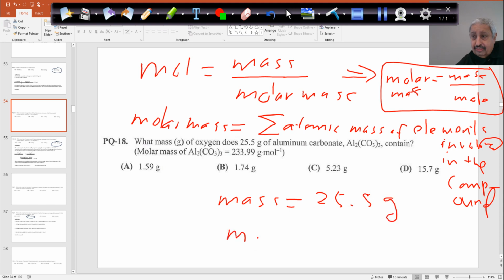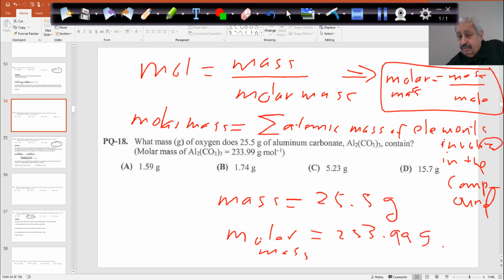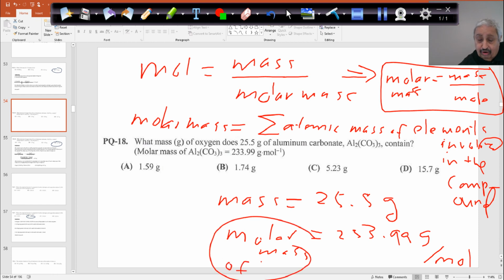And the molar mass is, and remember, this is very tricky. Molar mass is 233.99 grams per mole. This is very tricky. This is the molar mass of the whole compound, of the whole molecule or compound.